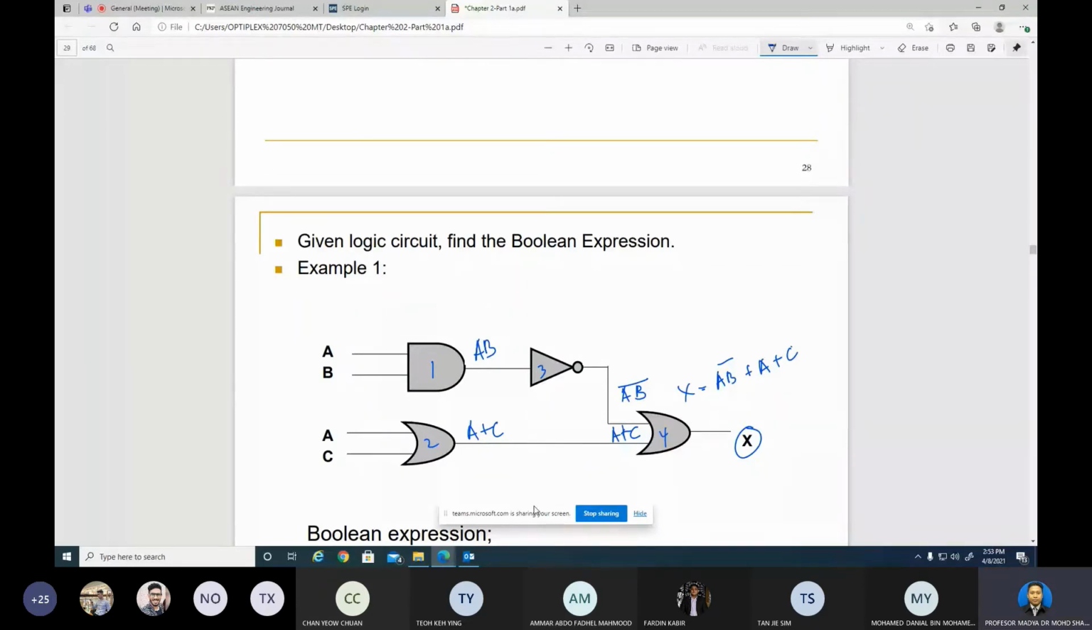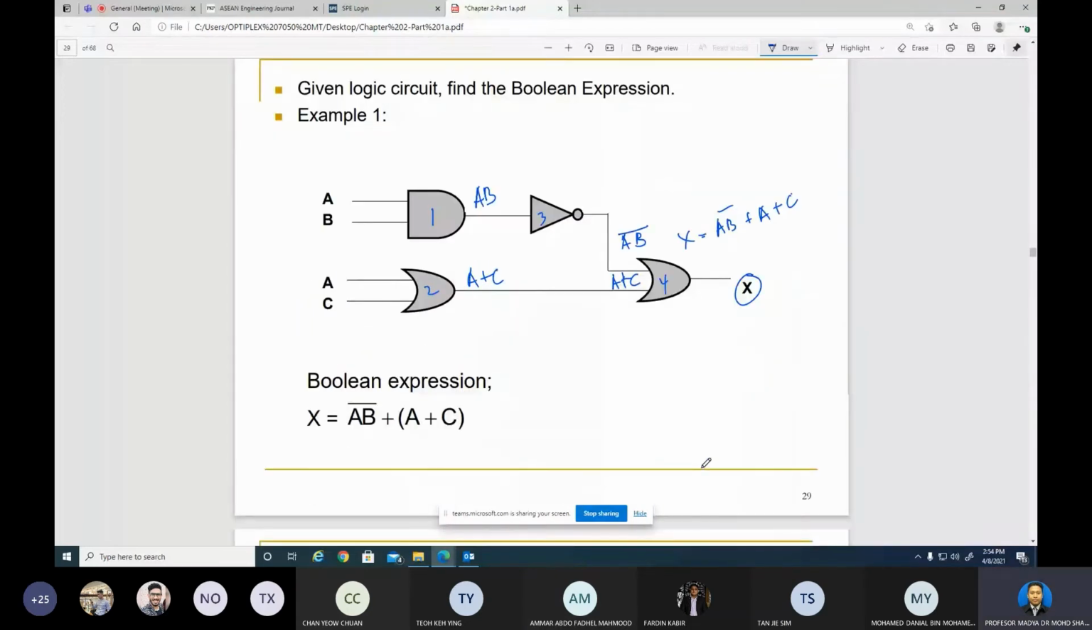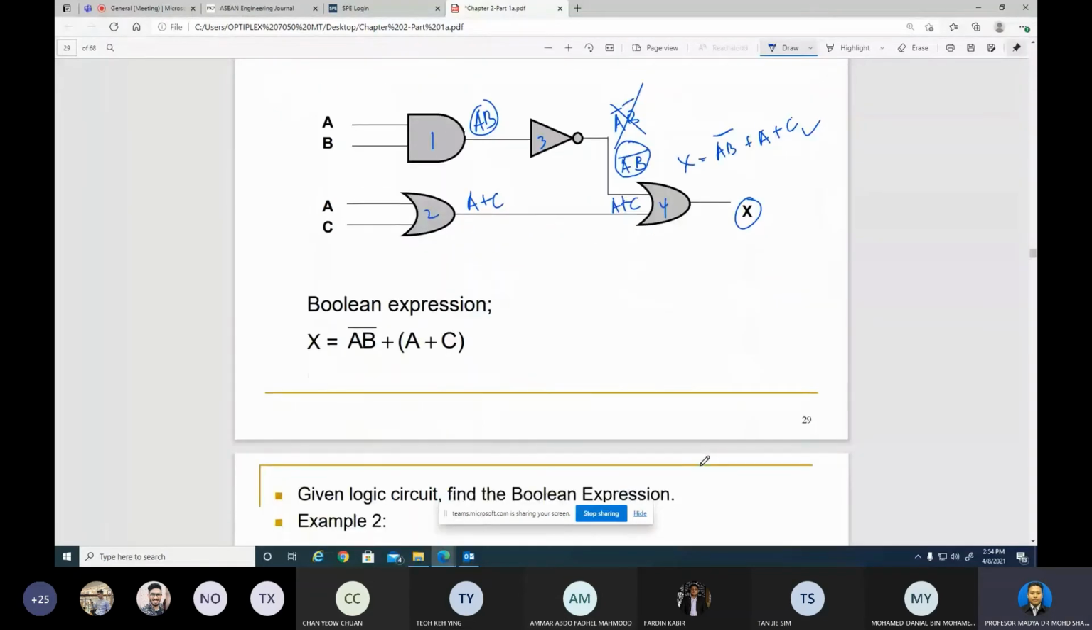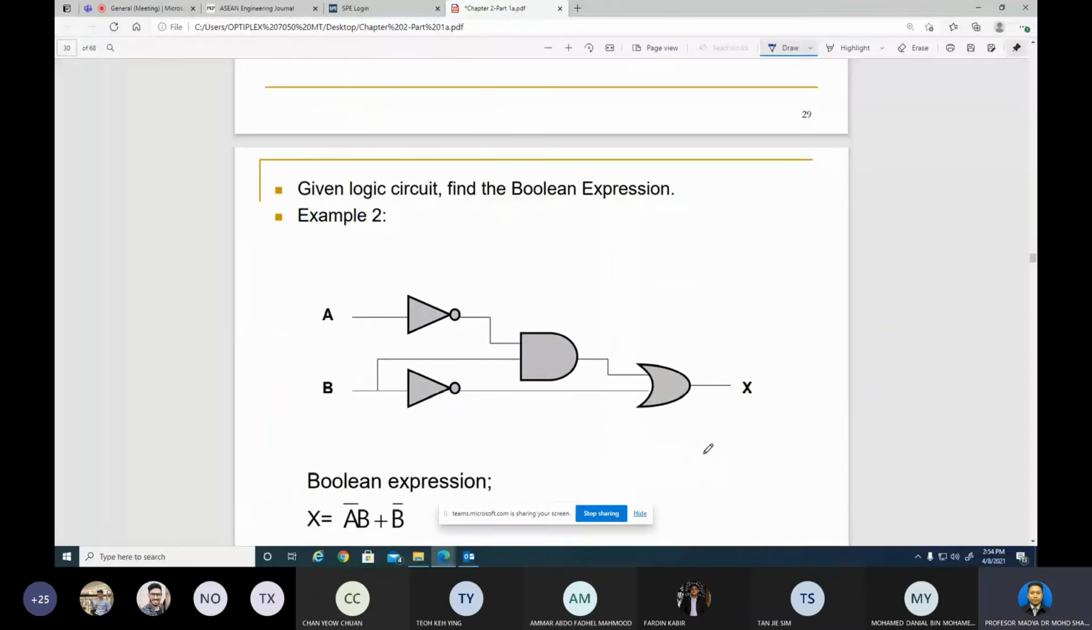So this is an example of how you find the Boolean expression. You can write it like this. Make sure you do it step by step. For example, this is a NAND gate. The output here will be A dot B, and then this one A plus C. This is the inverter. Make sure it is not a separate bar; it shares the same bar. If you write it like this, it is correct. Separate bars are an incorrect answer, a wrong answer.